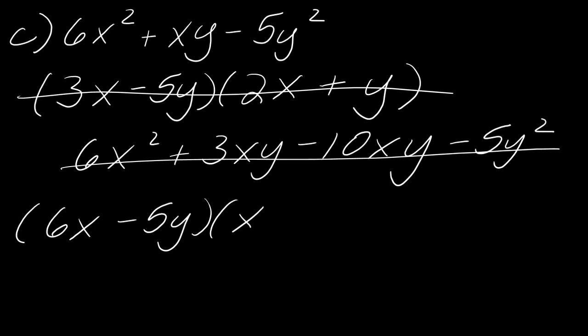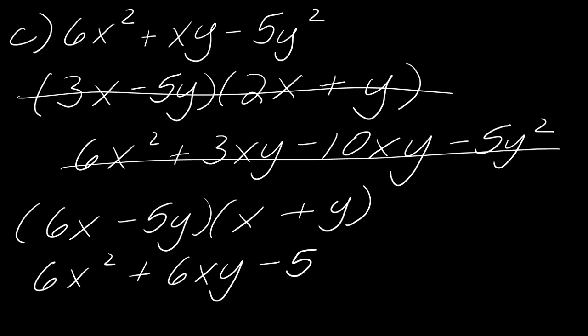So let's just try 6x and x. And so now I get 6x squared. Oops, sorry. This should have been x plus y, my bad. And then this is 6xy minus 5xy minus 5y squared. And so that gets me what I need, right? So this is the right answer. So that's, again, just how you can go through and analyze your trial and error if you're trying that way.